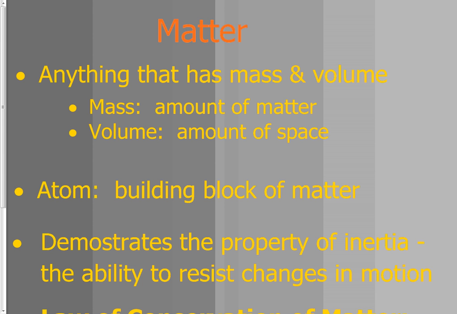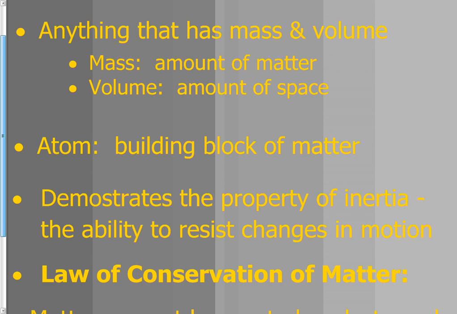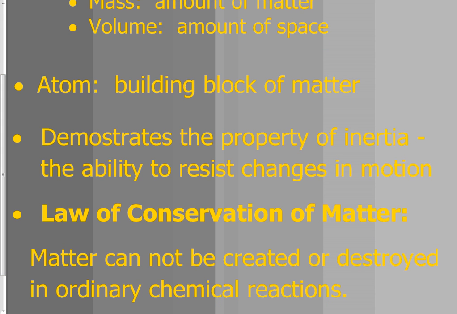Matter is built from little tiny particles that we're going to study a lot more later on, called atoms. So although it's not important to understand everything about atoms at this point, just know that the smallest building block of matter is called an atom. Matter has the ability to resist changes in motion, and we call that property inertia. You might remember that word from 9th grade physical science. Inertia is the ability to resist changes in motion. So if something is a big object, it is going to have more inertia than something that is a small object.